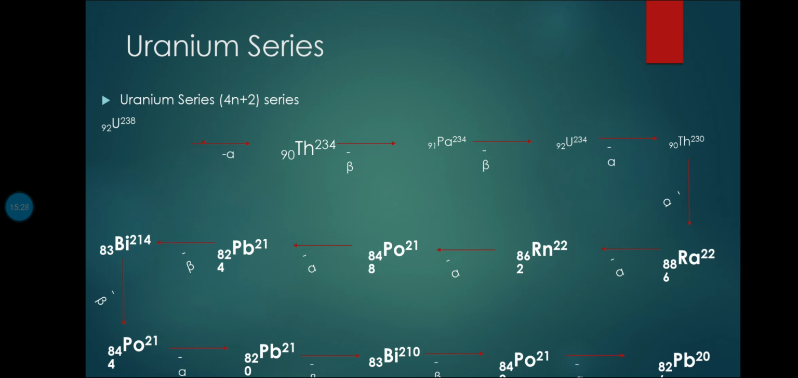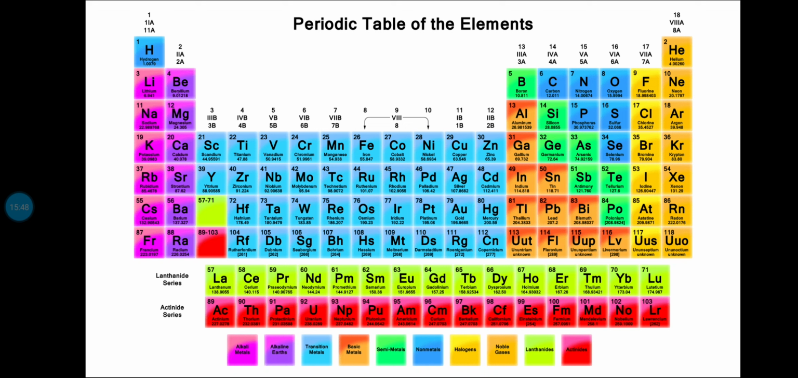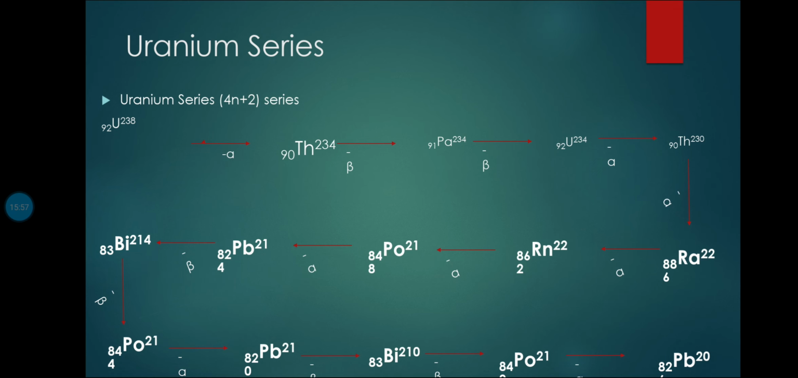Now the beta particle. Whenever a beta particle is emitted, what happens to the atomic number? The atomic number increases by 1. Now here we can see 91, protactinium, not promethium, it is protactinium 91. Since a beta particle is emitted, there is no change in the mass number.